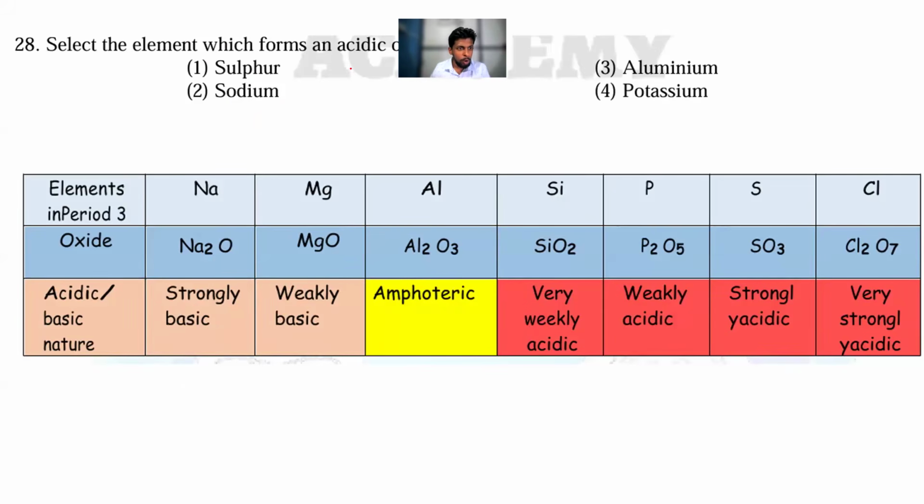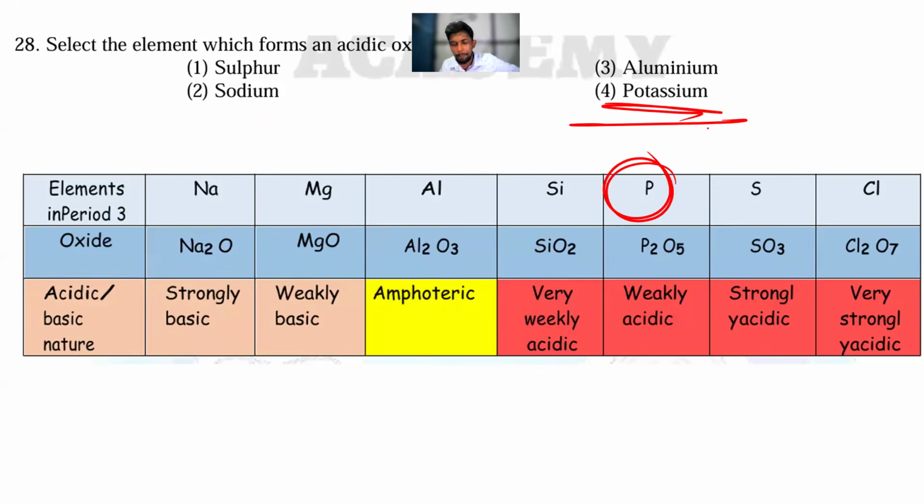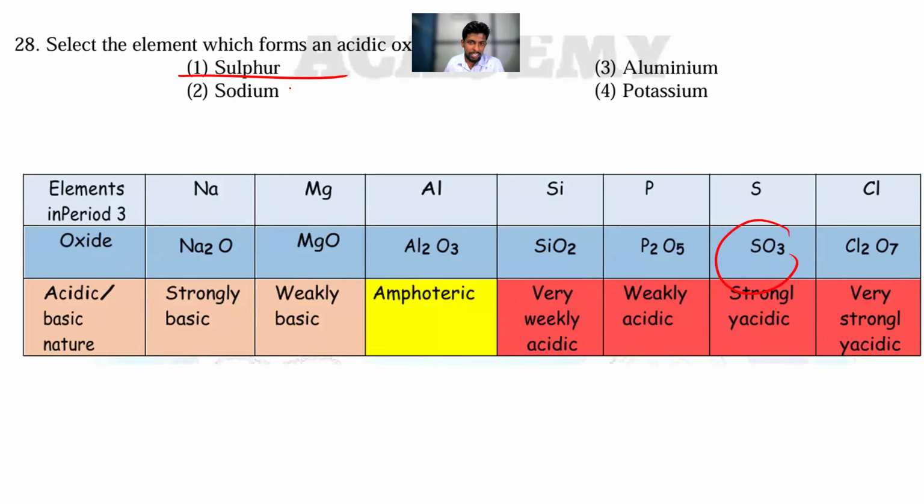Which element forms the acidic oxide? Potassium? Now sulfur. Yes, sulfur is the answer because sulfur oxide is more acidic than the potassium, right? Not potassium. Sorry, this is phosphorus, not potassium. P means that is phosphorus. Oh, I have made a big mistake.